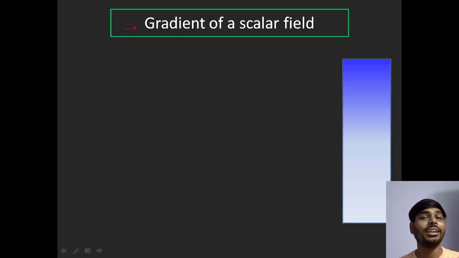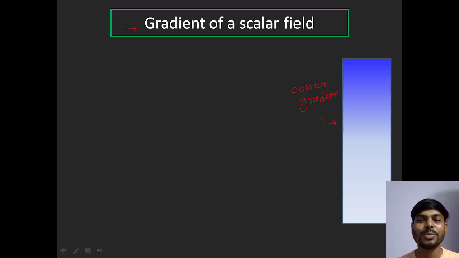Although you may think that gradient is a new word to you, it is not new to you. I believe that you are all familiar with the computer, much more familiar than me, and there you have found one term which is known as the color gradient, right? Color gradient. What do you mean by the color gradient?